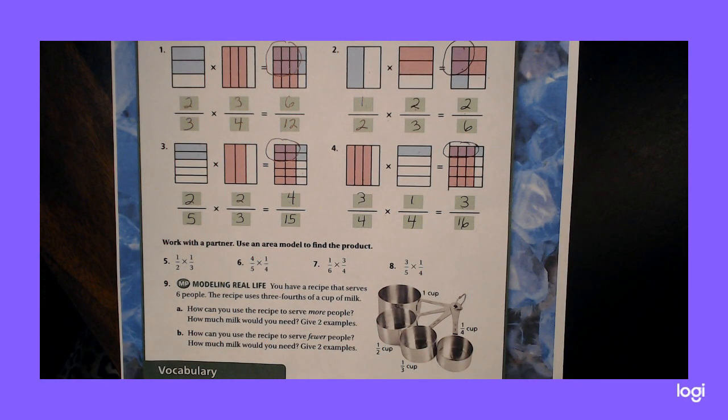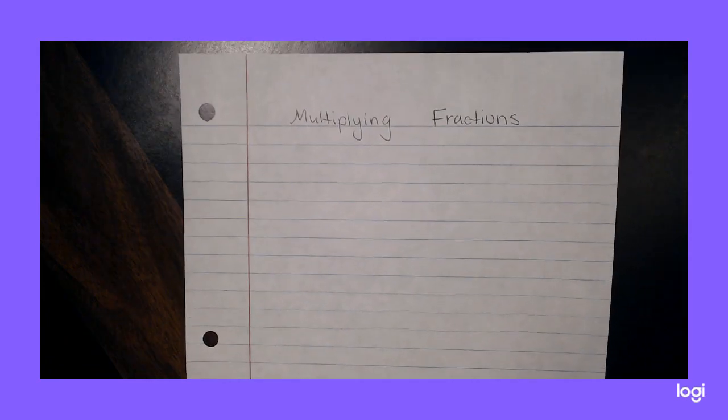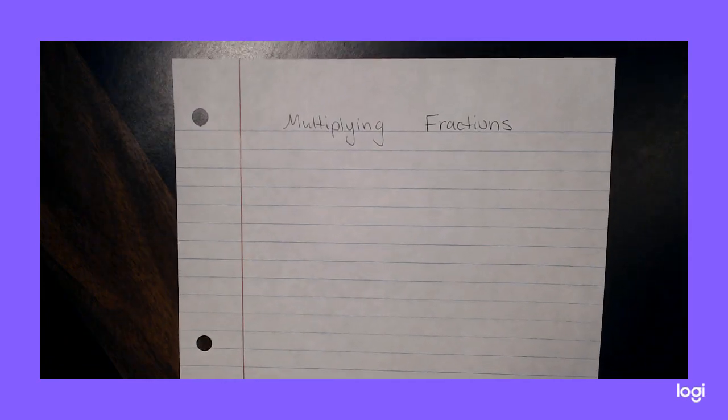All right, if you would get out your spiral notebook, where you keep all your math notes, you're going to need that and a writing utensil and a highlighter. You can pause the video in order for you to get all of those materials. All right, so in our spiral notebook, we're going to go ahead and find the next blank page, and we're going to write the title Multiplying Fractions at the top of our page.